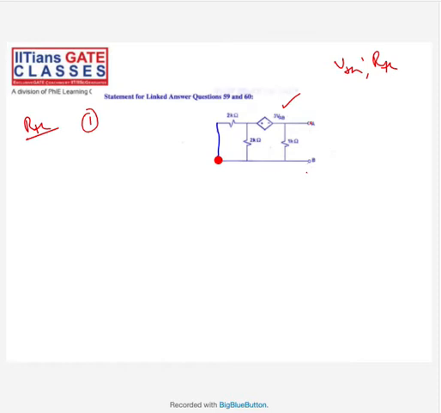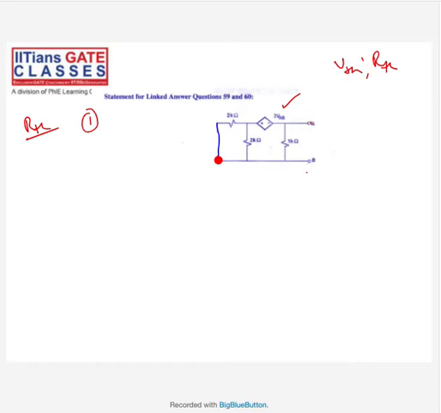So what kind of circuit do you call this? You have only dependent sources, no other sources in the circuit. This is a dead network or a dead circuit, right? Remember, dead network or dead circuit. How to solve it?